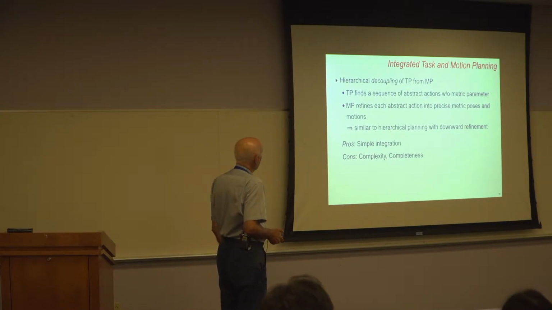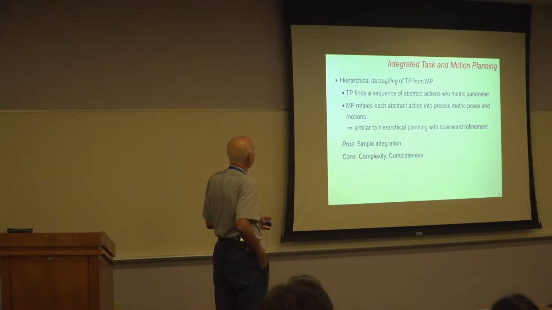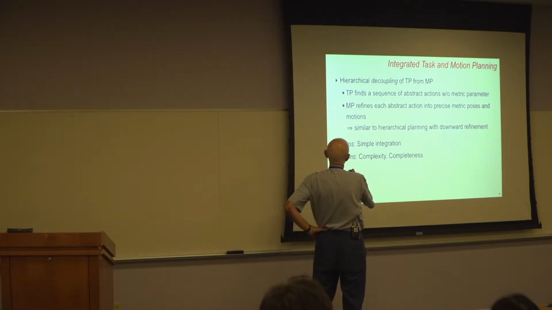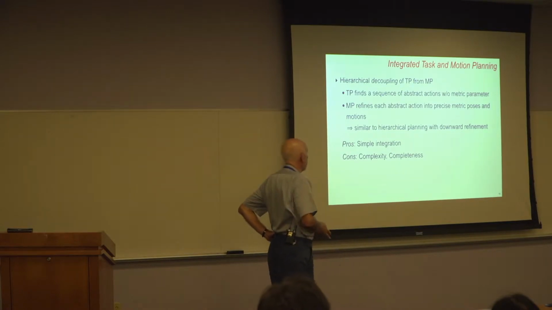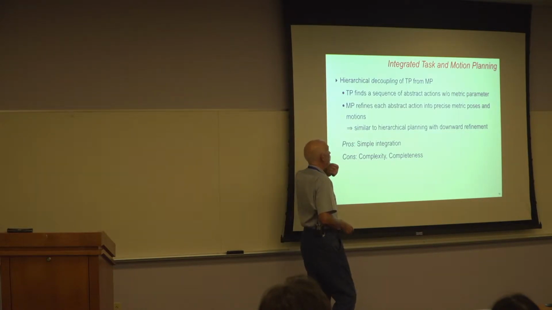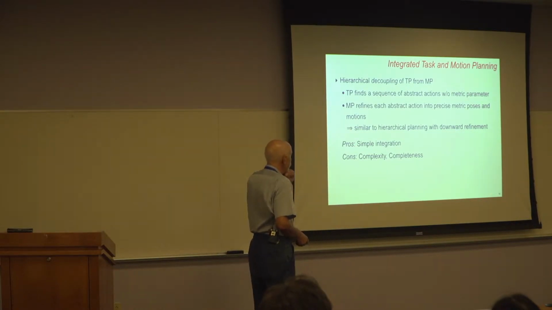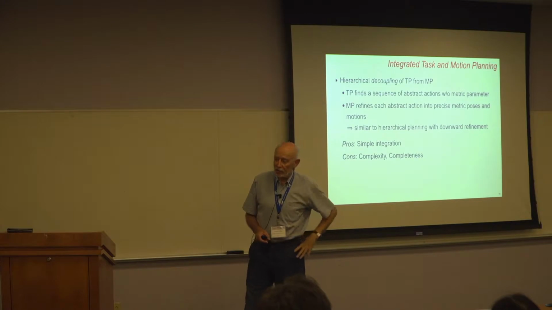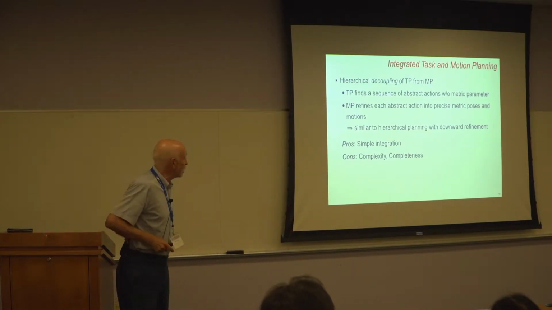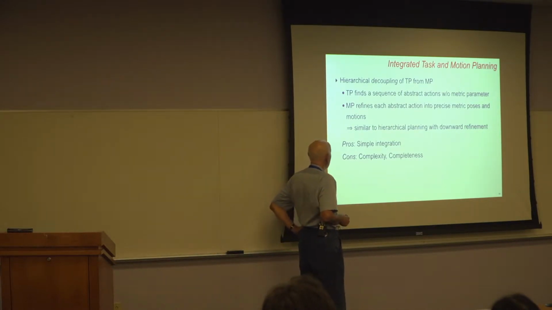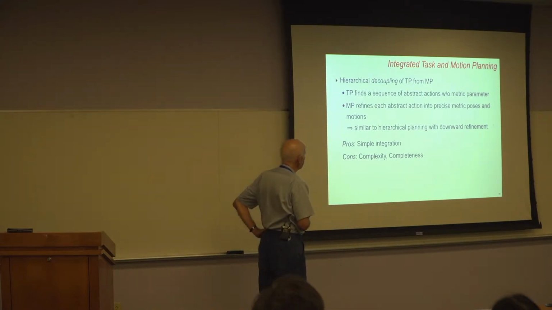So another way of handling integrated task and motion planning is to do hierarchical decoupling. At planning time, you use task planning to find a sequence of abstract actions without metric parameters, and you use a motion planner to refine each such abstraction into precise metric poses and motion. So this is, in a way, similar to hierarchical planning with downward refinement, which was popular at some point, but has a number of requirements. The downward refinement properties that make this kind of approach feasible are very demanding, and they do not apply here. The assumptions for the downward refinement property do not hold here.